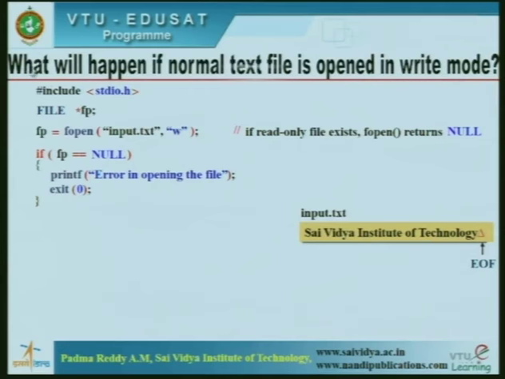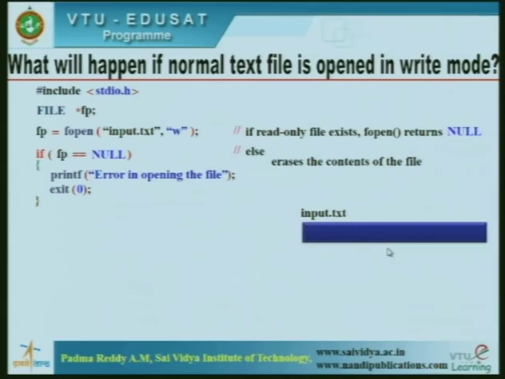Now let us see what will happen if a normal text file is opened in write mode. All these statements, whatever we have written so far, remain the same. Let me assume this file is not read-only and we are opening it in W mode. In that case, it erases the contents of the file. Earlier we had this text, now the contents of the file will be removed, and it returns a pointer to the beginning of the file, and we get a file pointer which points to the beginning of the file.